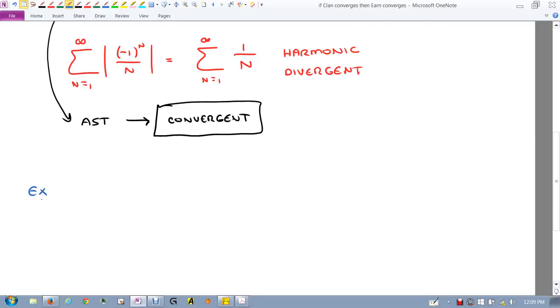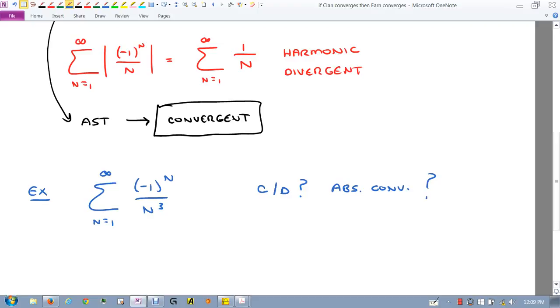Next one. How about this? Sum of (-1)^n over n cubed. Same questions: converge, diverge, absolutely convergent, yes or no?